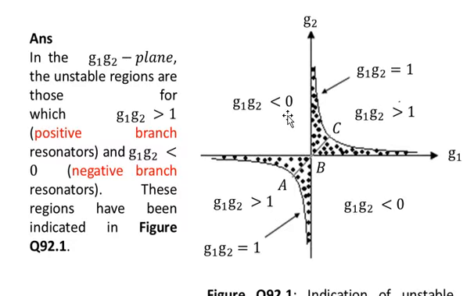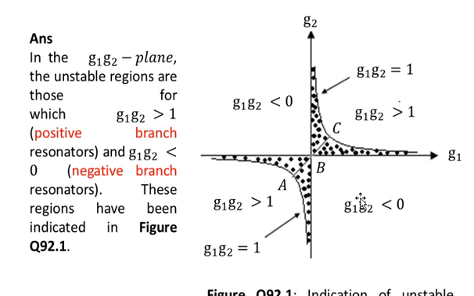And in the second quadrant and in the fourth quadrant, you will see that the product of G1 and G2 is less than 0, both for the second quadrant and for the fourth quadrant. So these two are also regions of unstable resonators, and they are called negative branch resonators because the product of G1 and G2 is less than 0, that is negative.